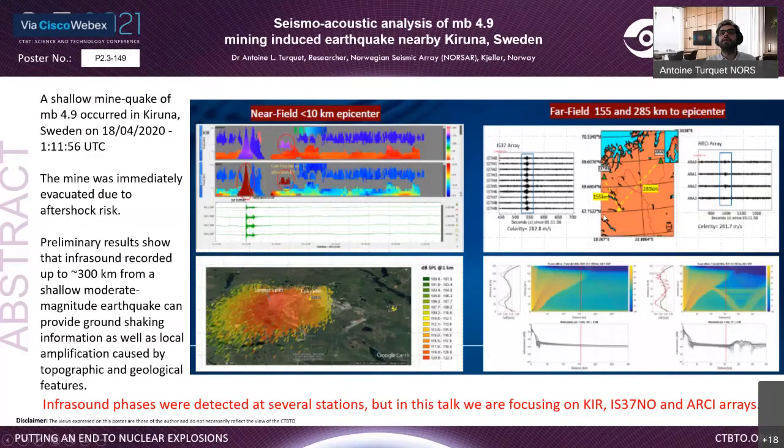Also in far field, we have good recordings at 155 kilometers and 285 kilometers from the epicenter in northern Norway. And then we have the waveform simulations using PE analysis, and we used some Gardner perturbations to explain the signals, the arrivals, better. If you have any questions, please don't hesitate to discuss with me. I'll be available. Thank you so much.